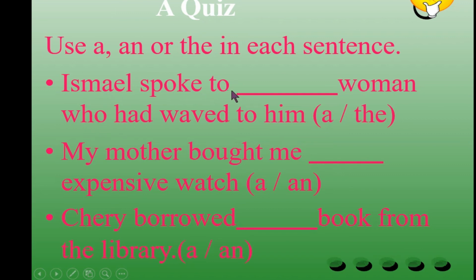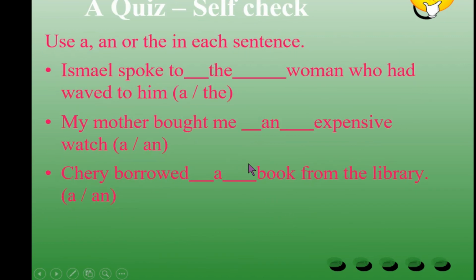Ismail spoke to the woman who had talked well to him. So here, do you use the or a? My mother bought me an expensive watch. So which one? Which article? Cherry borrowed a book from the library. So you decide how to use it.